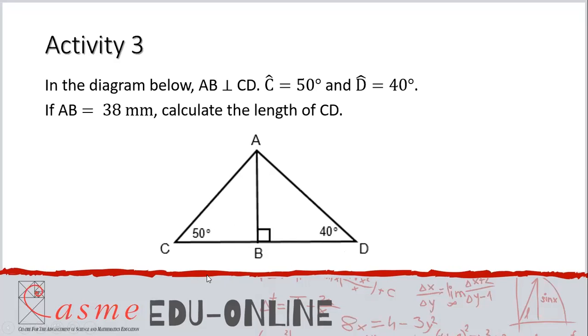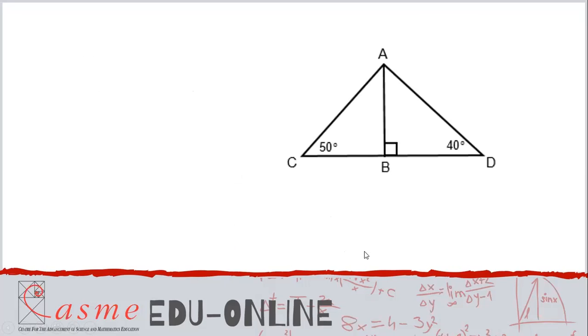So in my next slide, I redrew the same diagram, and I said, if you want to find the length of CD, the length of CD will be the length of CB added to the length of BD. Now, do we know the length of CB?